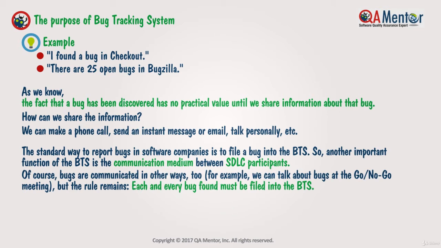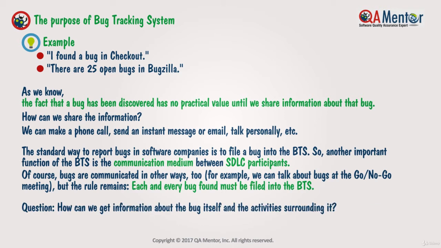Of course, bugs are communicated in other ways too. For example, we can talk about bugs at the go, no-go meeting, but the rule remains, each and every bug found must be filed into the BTS. Question: how can we get information about the bug itself and the activity surrounding it? Answer: we must check the bug attributes in the BTS.